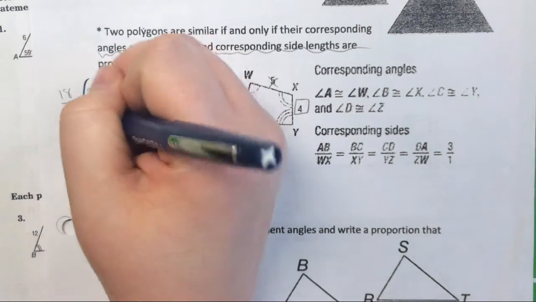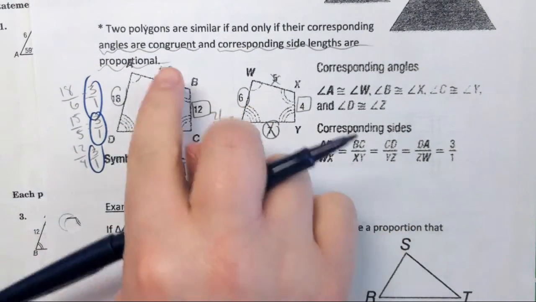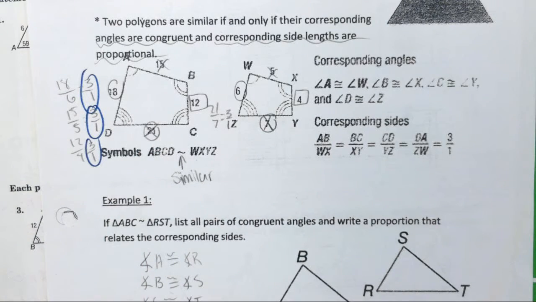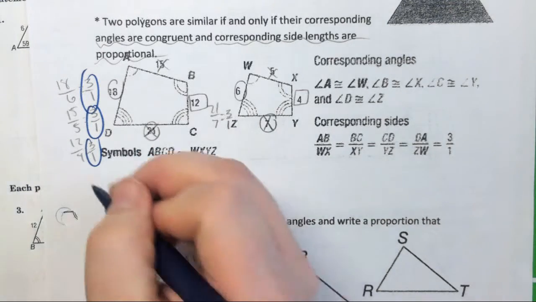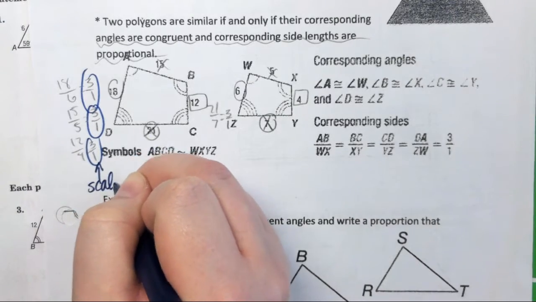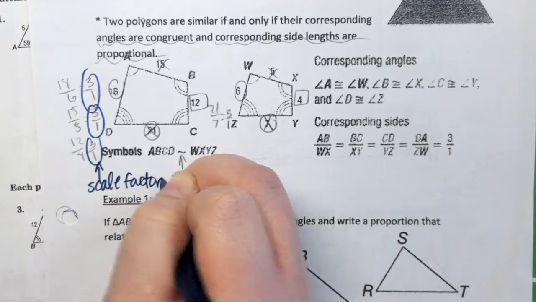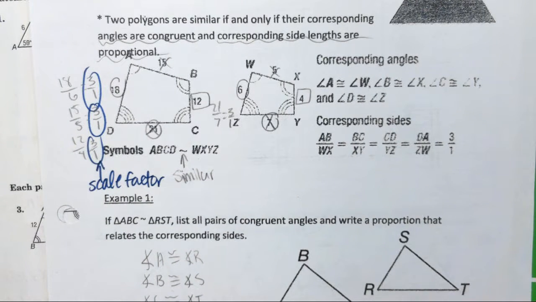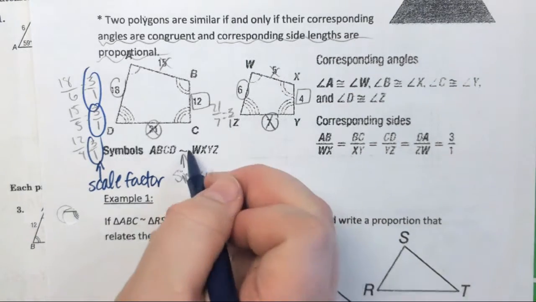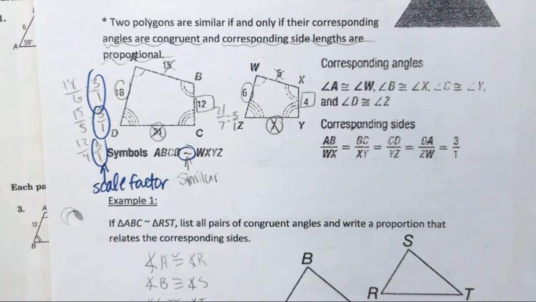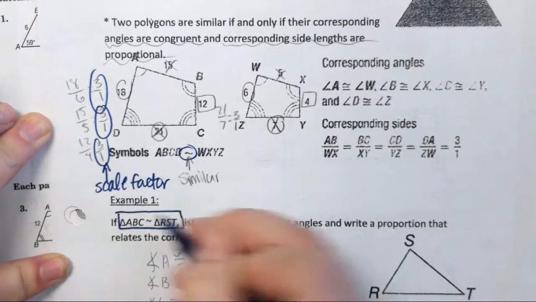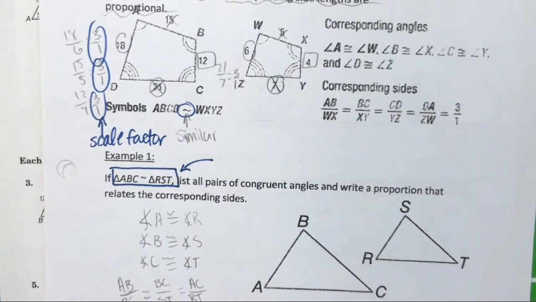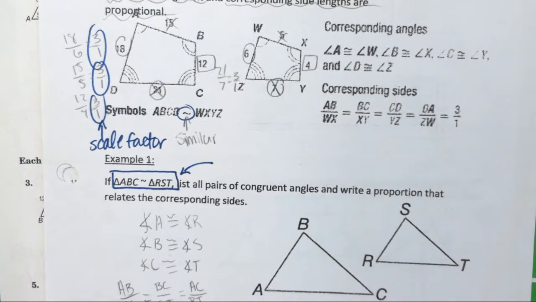Remind me, when we were doing this yesterday, like 18 over 6, 15 over 5, 12 over 4, 21 over 7, what were we calculating? The scale factor. That is the scale factor. If you get the same number every time, then the shapes are similar because you could calculate a scale factor. We talked about the one squiggle is a similar symbol, and then what did we call this? Triangle ABC, similar to triangle RST. Has a name.